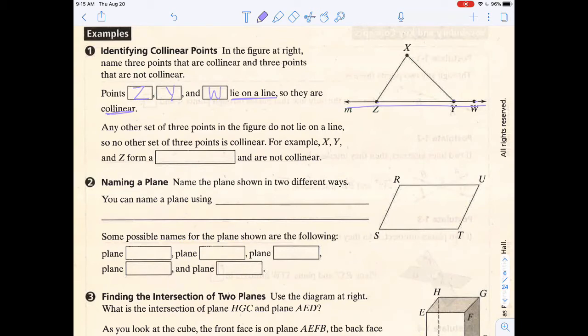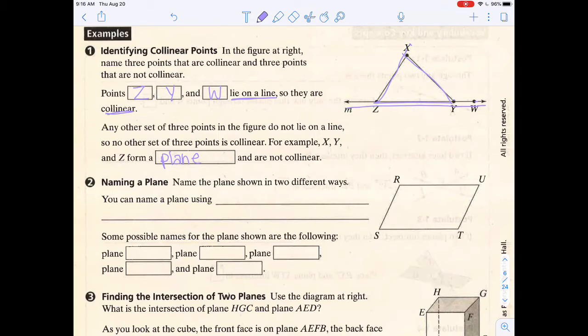Those are collinear. Any other set of 3 points in the figure do not lie on a line, because if we pick any other 3, we have to pick X, and X is not in with the others. For example, X, Y, and Z form a flat shape, so this is a plane. X, Y, Z forms a plane, and are not collinear.